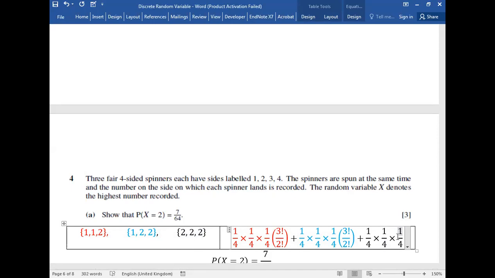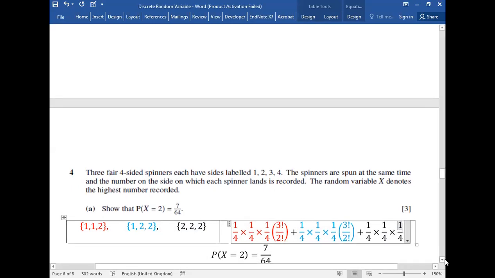Add all of them together. Tell me, what do you get? Write it down.